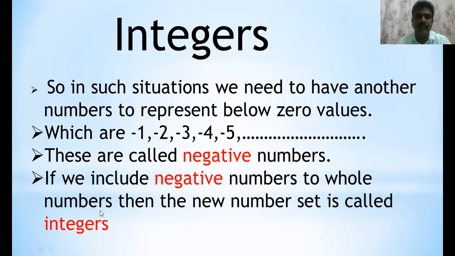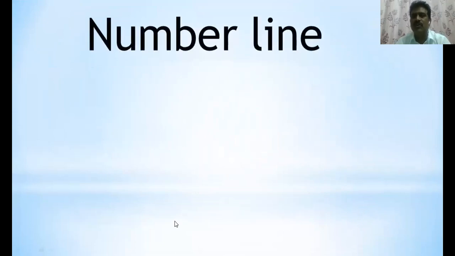So if you say clearly, in integers, we have negative numbers, we have positive numbers, and also zero. Why? Because if we include negative numbers to whole numbers, that is called integers, isn't it? So these are integers. Now I'll show you the number line of integers. Now you can understand very easily.